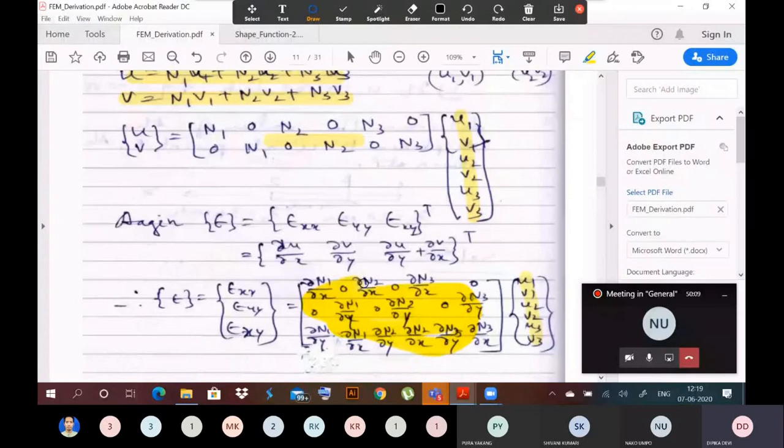You can leave this derivation. Okay, you can also leave this derivation. Otherwise, again, I need 10-15 minutes to explain. Simply the procedure is same.